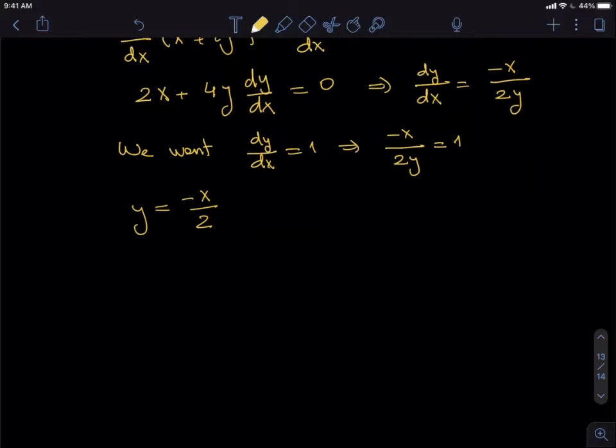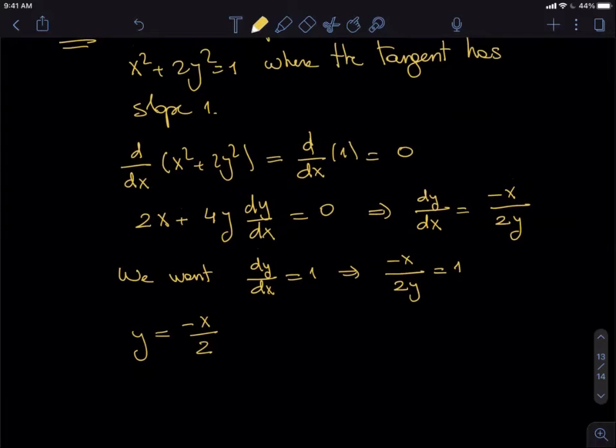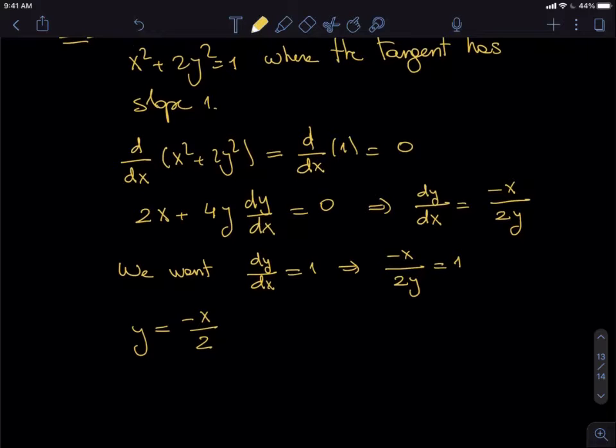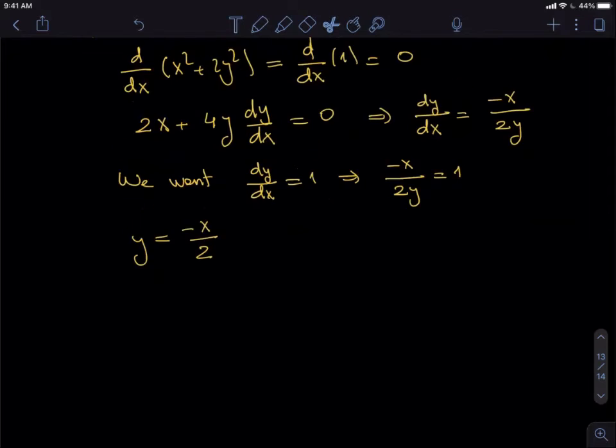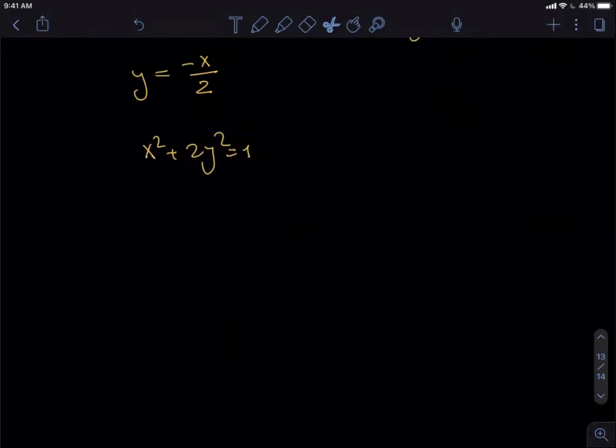So one second about that. We are not done yet. Let me graph our ellipse so that we have an idea of what we are doing. Let's do it by hand because it's an ellipse and we can do it.